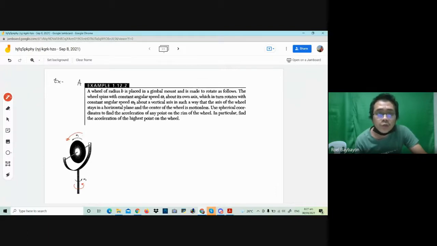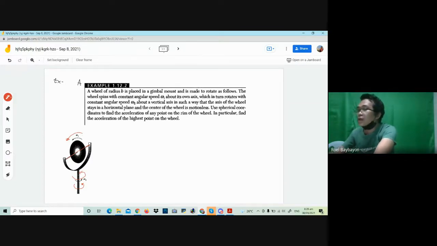Such a way that the axis of the wheel stays in a horizontal plane and the center of the wheel is motionless. Okay? Only this part rotates, and then your wheel is also rotating. So the question is, in spherical coordinates, calculate the acceleration. Just calculate the acceleration, because once we know the acceleration, we know the velocity and the position.